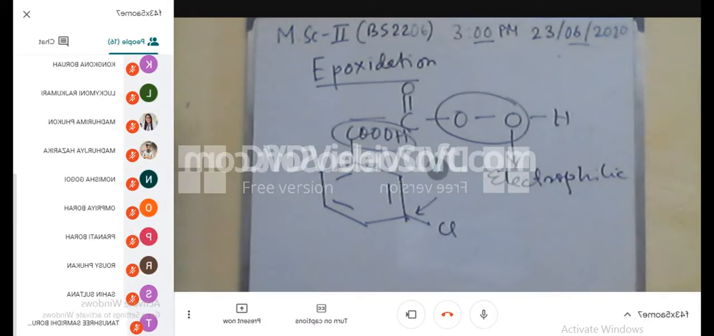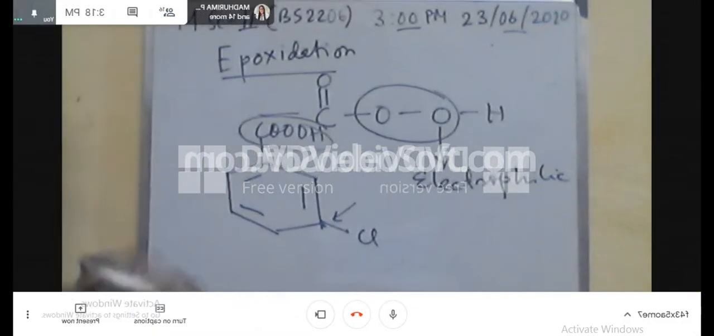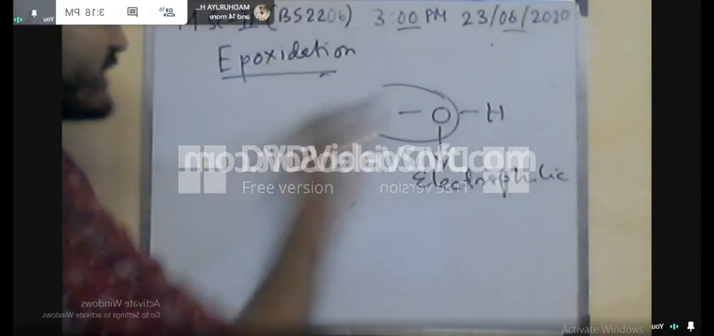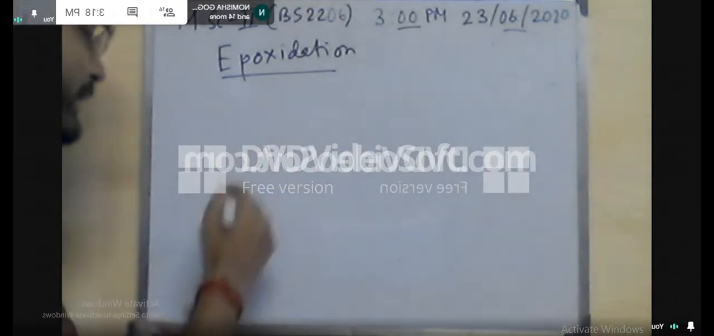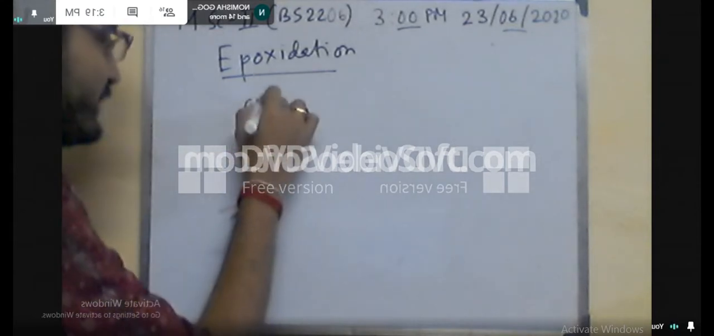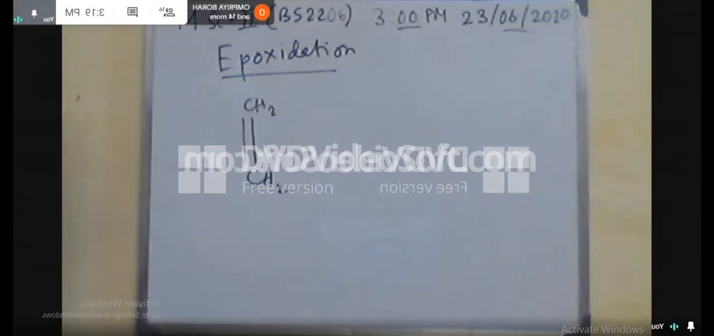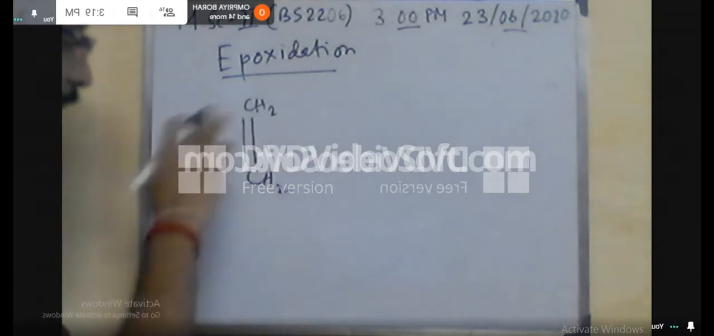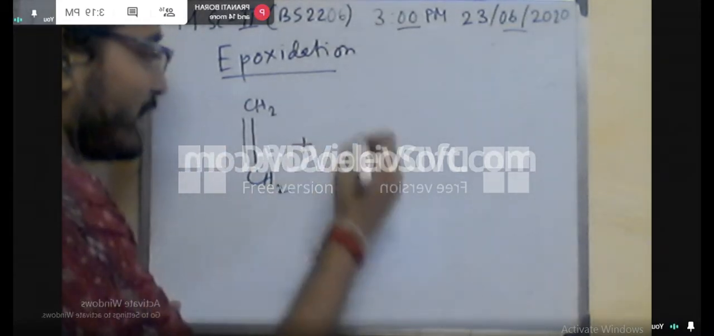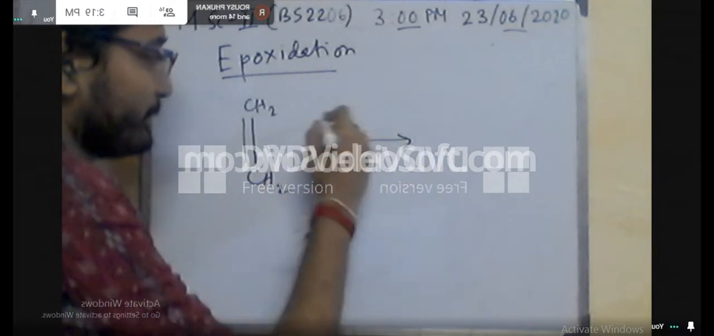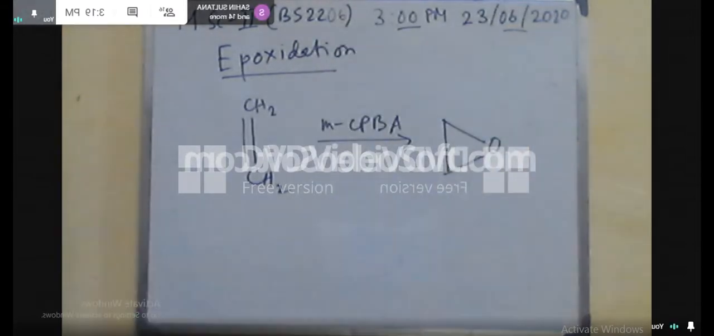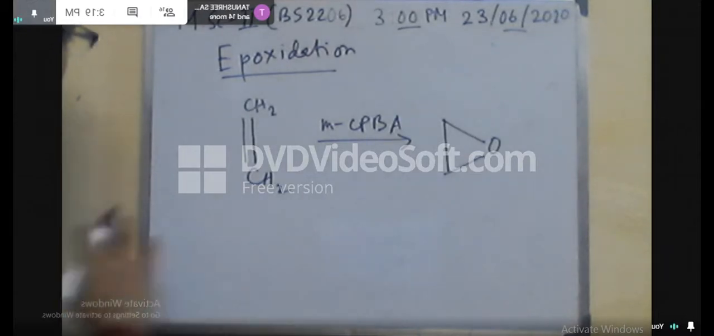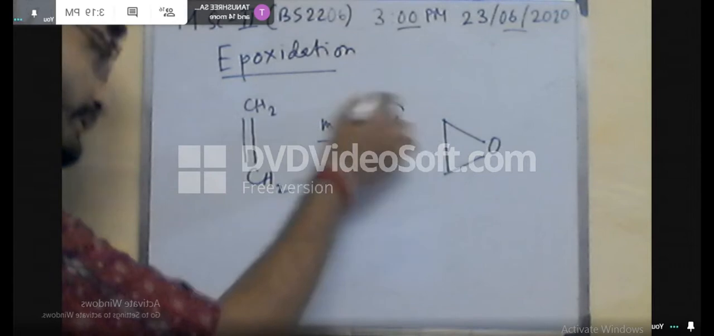Now how does the reaction mechanism proceed in this epoxidation? If we take a general alkene, say CH2=CH2, a simple alkene, the epoxidation takes place at the alkene bond, and here we are using MCPBA, and you will get the epoxide. The reaction mechanism will be the same for all epoxidation steps in presence of MCPBA. So we can write the MCPBA this way.